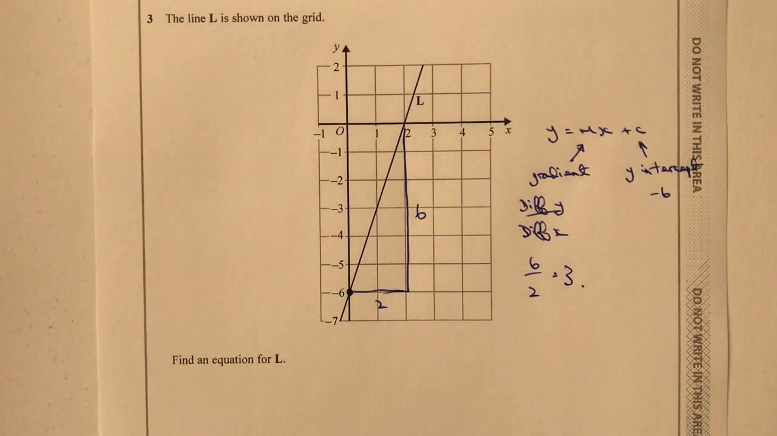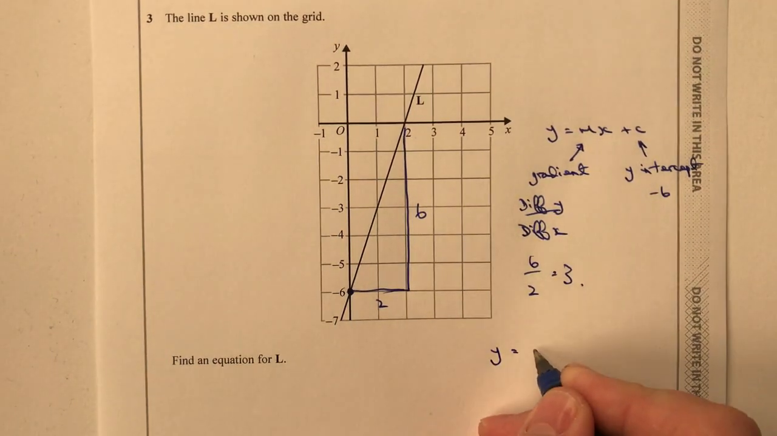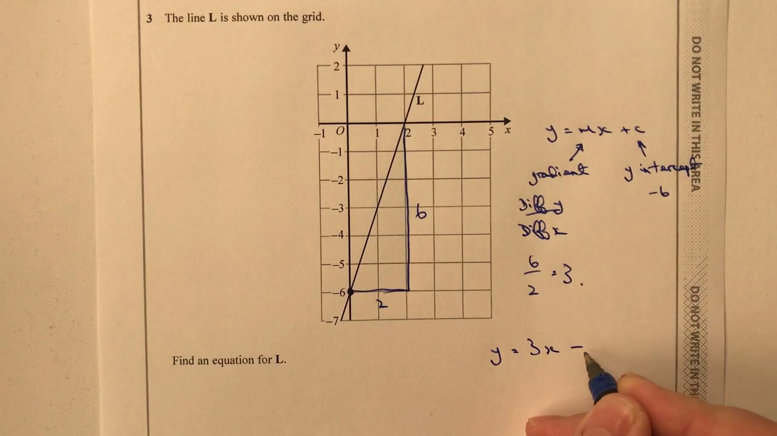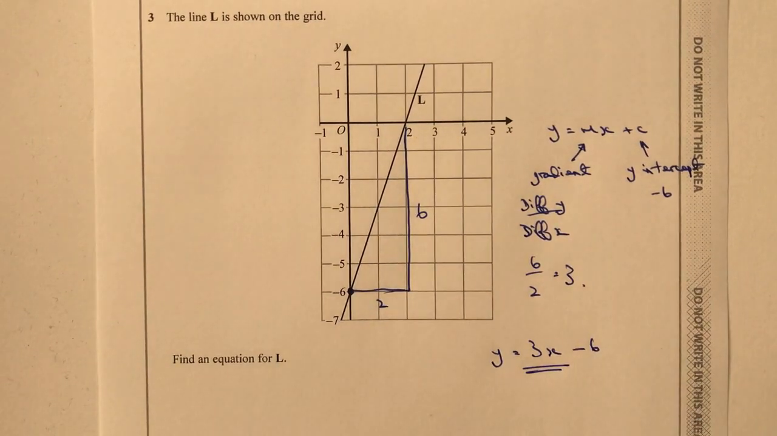So we've now got the components that we can use to actually answer this question. To write out the equation itself, we can say that y equals 3x, so that's the value of the gradient, minus 6. And that would be the answer to this particular question.